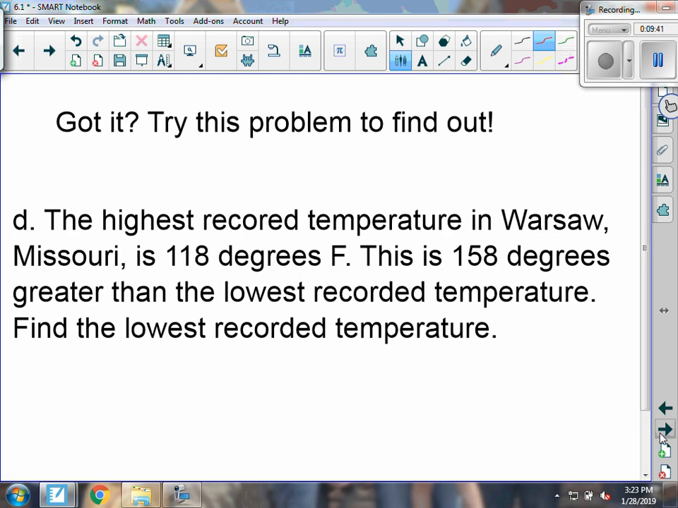The highest recorded temperature in Warsaw, Missouri is 118 degrees Fahrenheit. This is 158 degrees greater than the lowest recorded temperature. Find the lowest recorded temperature. So take just a moment to work this out. Copy it down and work this out.